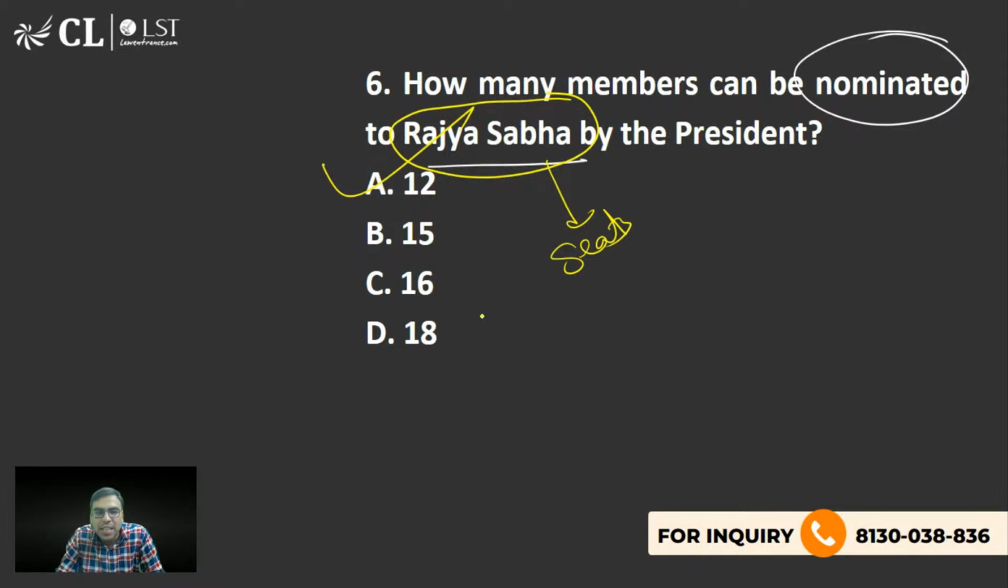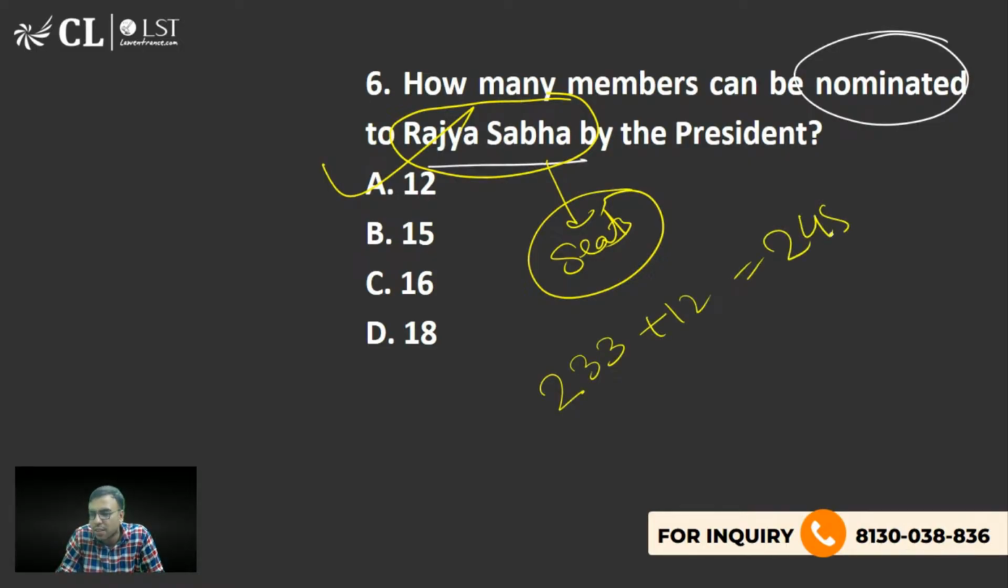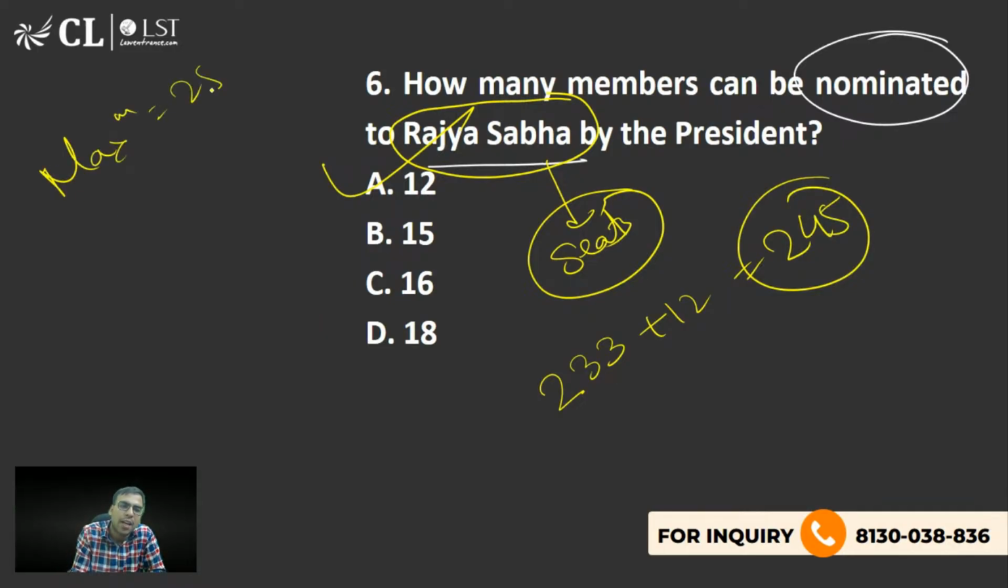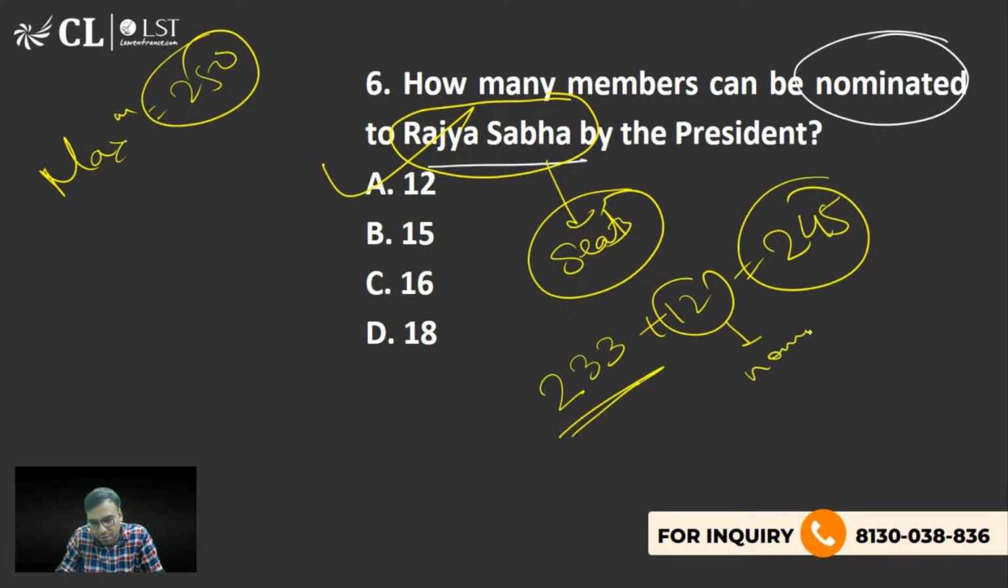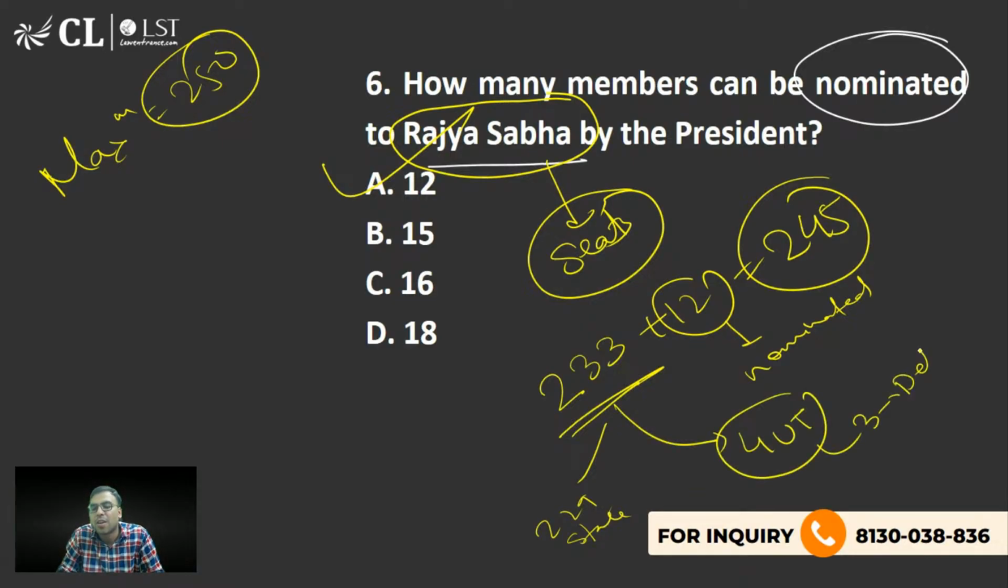So basically how many seats are there in Rajya Sabha currently? 233 plus 12 है ना, 245. मैक्सिमम कितना हो सकता है? मैक्सिमम 250 हो सकता है in Rajya Sabha, but currently there are 233 plus 12 nominated. इन 233 में 229 स्टेट से आते हैं और 4 जो आता है वो यूनियन टेरिटरी से आता है ना. इसमें से 3 दिल्ली का हो गया और एक पुडुचेरी का. ठीक है, पुडुचेरी से रिप्रेजेंटेशन है ना.